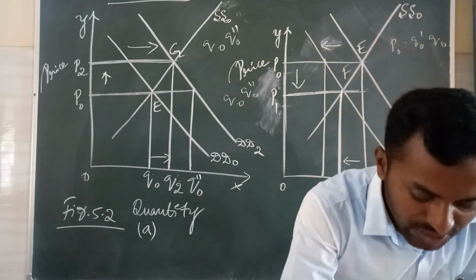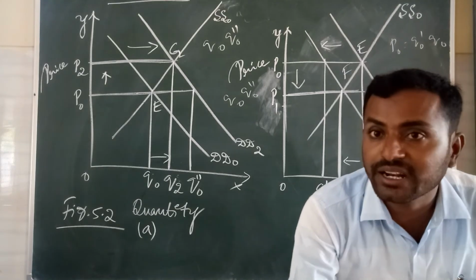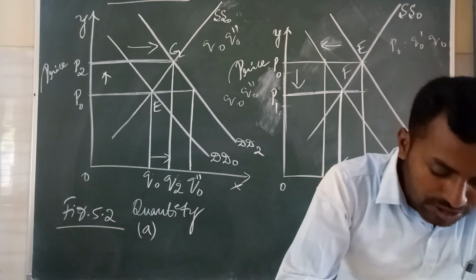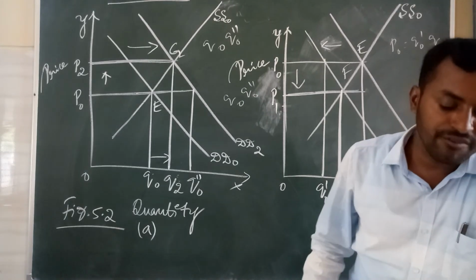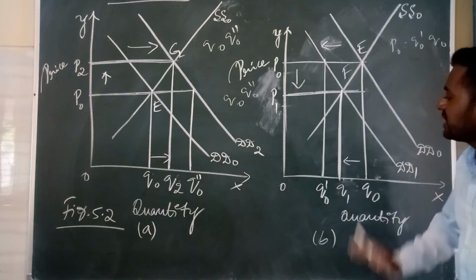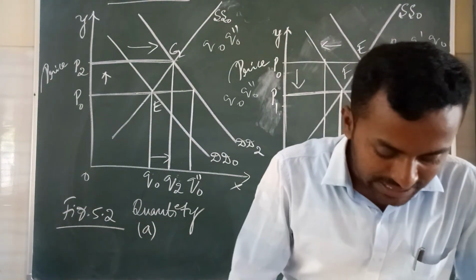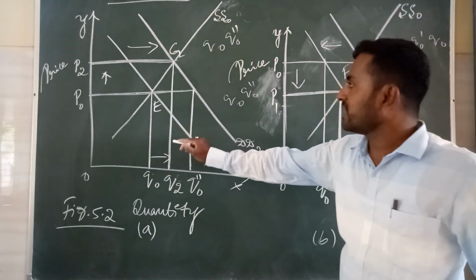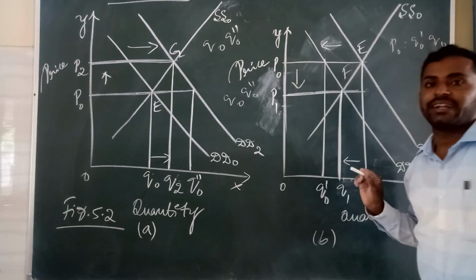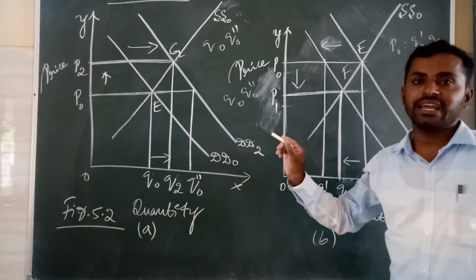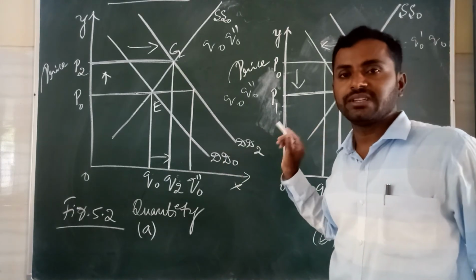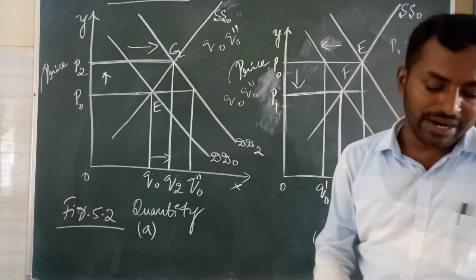With the rightward shift of the demand curve, the equilibrium quantity and price increase, whereas with a leftward shift of the demand curve, the equilibrium quantity and price decrease. In panel A, the equilibrium quantity and price increase. In panel B, the equilibrium quantity and price decrease. This is the demand shift.